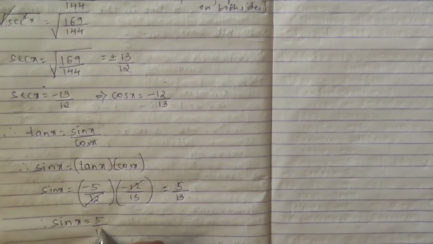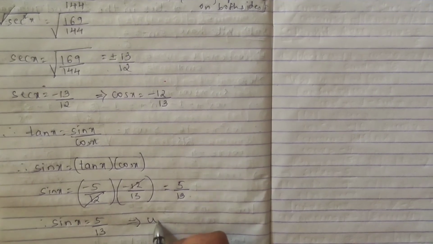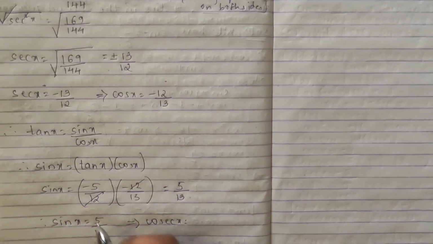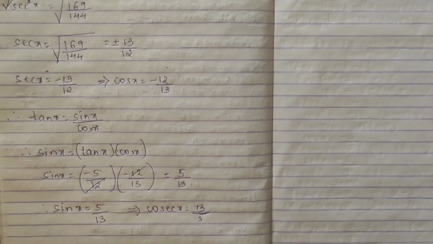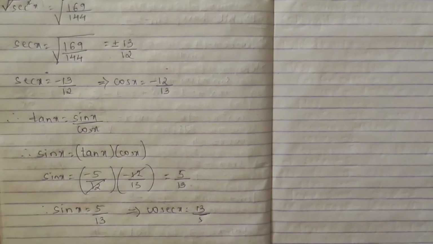If you get sin x, then cosec is very easy. Cosec is the reciprocal of your sin x, it is 13 by 5. So as you can see, your sine and cosec you have got positive, and the rest are all negative. Just pause the video to note it down. It is very simple. Just focus on it and solve the problem, students.